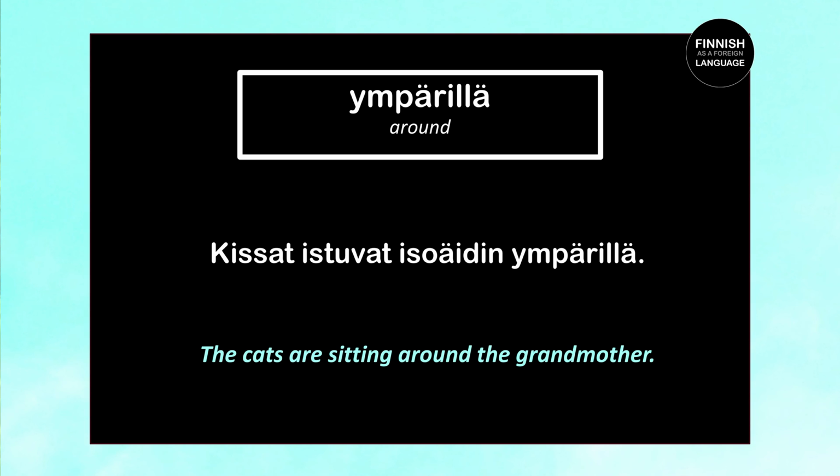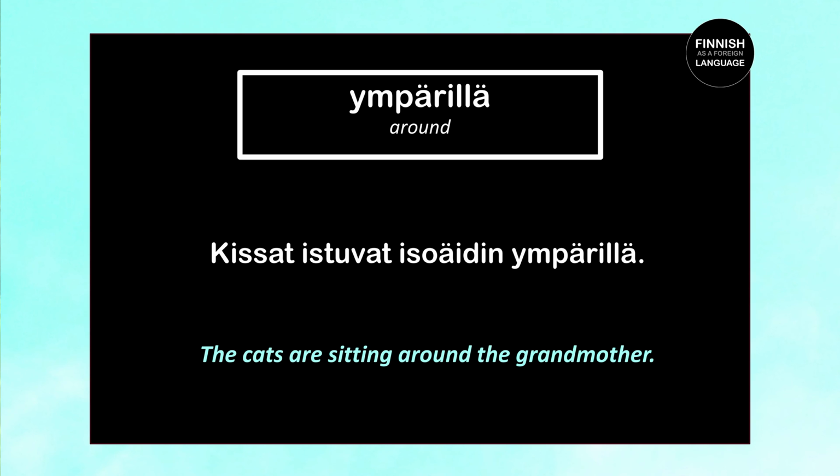Kissat istuvat isoäidin ympärillä means the cats are sitting around the grandmother. So, kissat means the cats. It's the nominative plural of kissa, which means cat. And since we're talking here about a specific amount of cats, we need the nominative plural here. Istuvat means they sit. It's the third person plural of the verb istua, which means to sit. And we need the plural here because we want to say the cats are sitting, which is kissat istuvat.